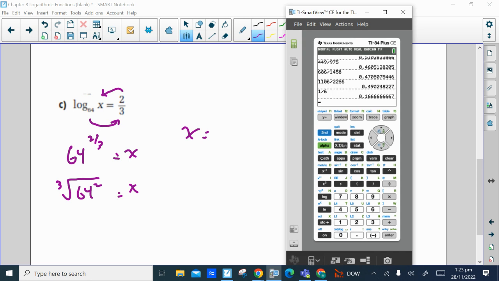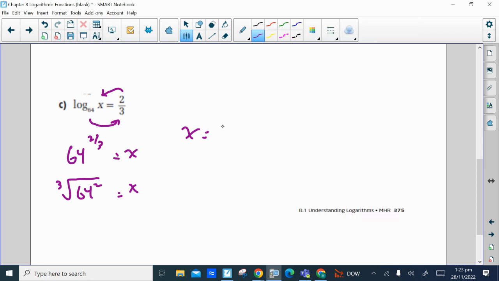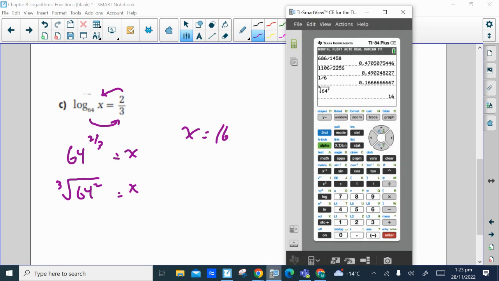If we do the cube root of 64 squared, it's 16. And you don't even have to do that conversion. If you do 64 to the power 2/3 in your calculator, it does it. It takes the cube root and squares it. But the cube root of 64 is 4, and 4 squared is 16.